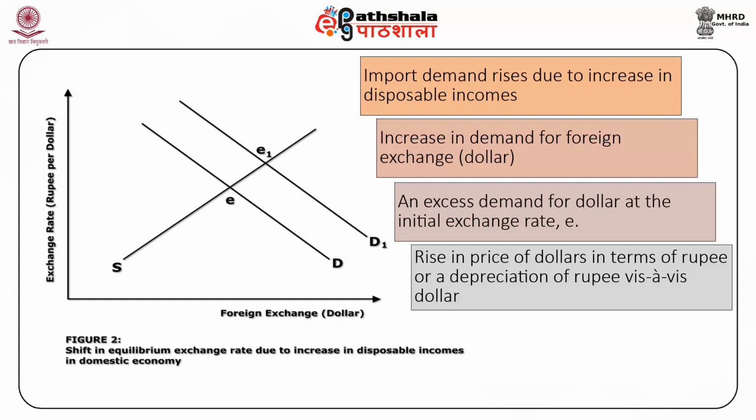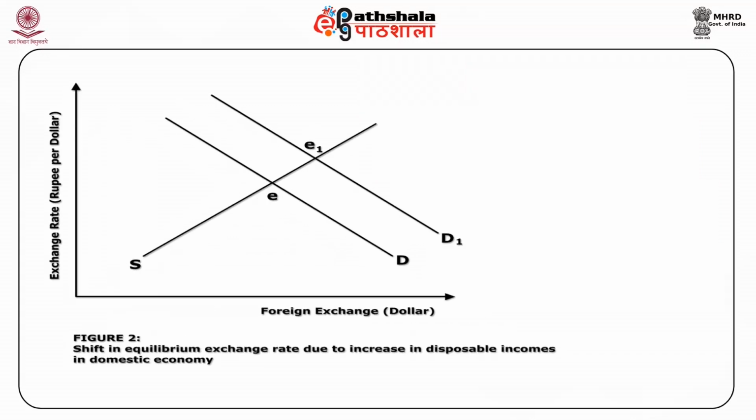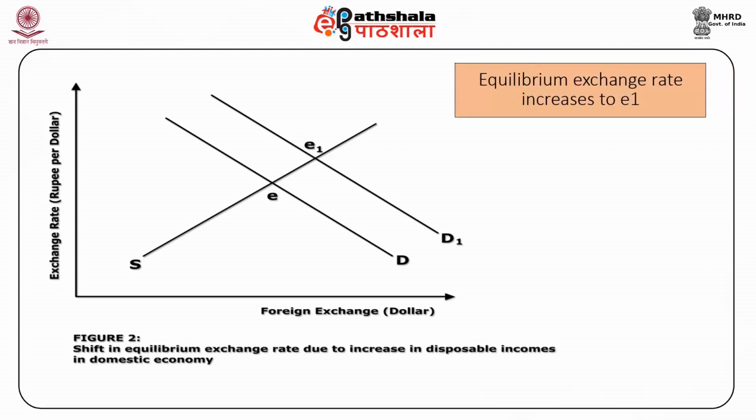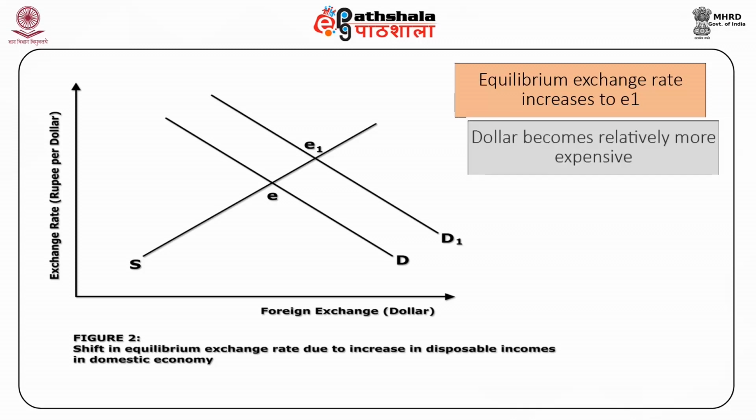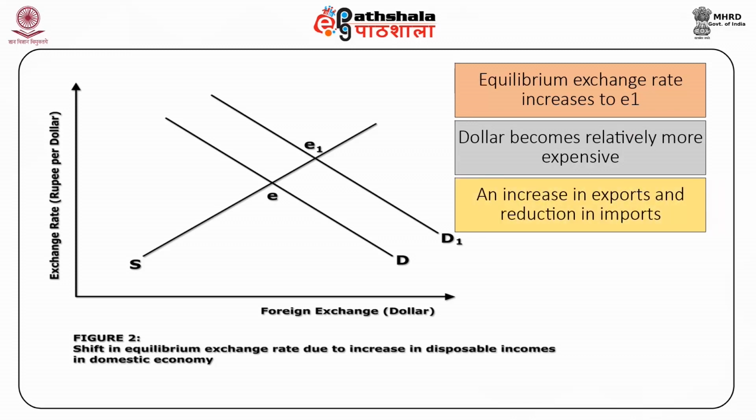The foreign exchange market clears as the new equilibrium exchange rate E1 is reached, where once again demand is equal to supply. You may note that at E1 the rupee has depreciated as a result of the increase in import demand due to increase in disposable income of Indians. Consequent to the shift, the equilibrium exchange rate increases to E1 from its initial level E. As exchange rate rises, dollar becomes relatively more expensive and therefore there will be an increase in exports and reduction in imports.